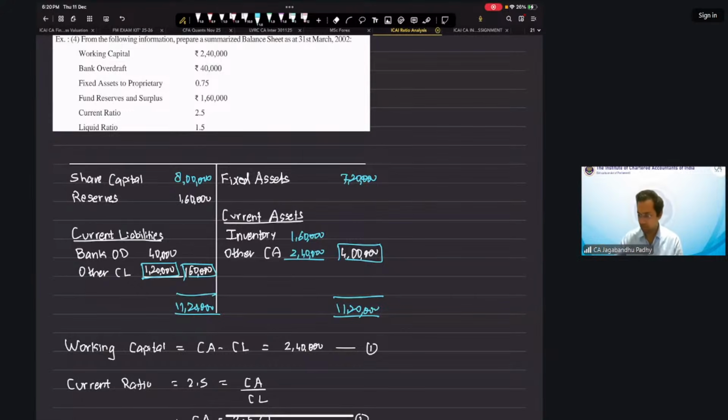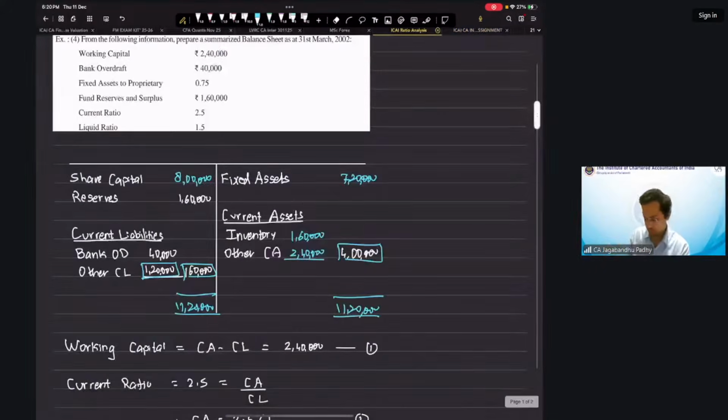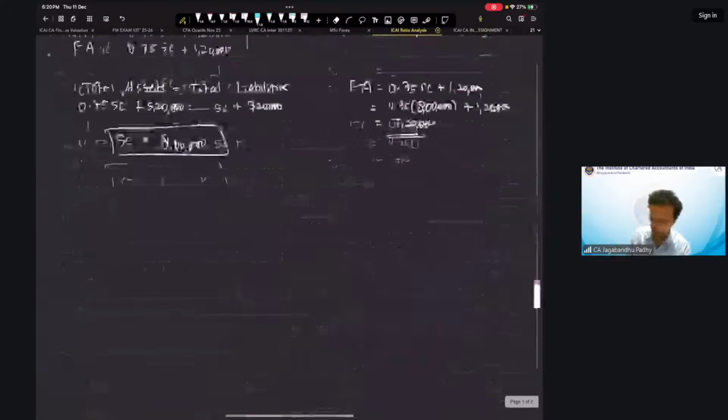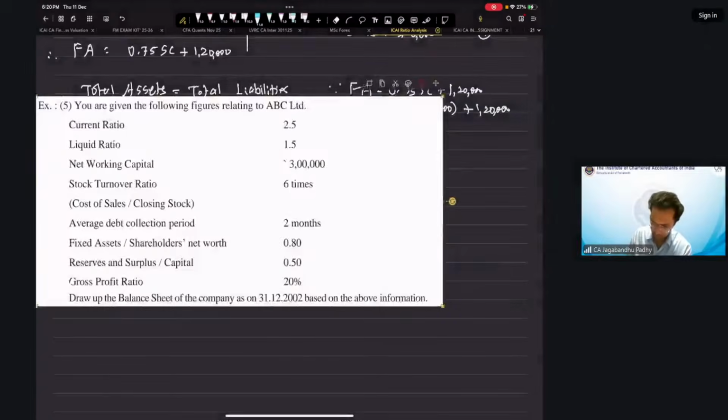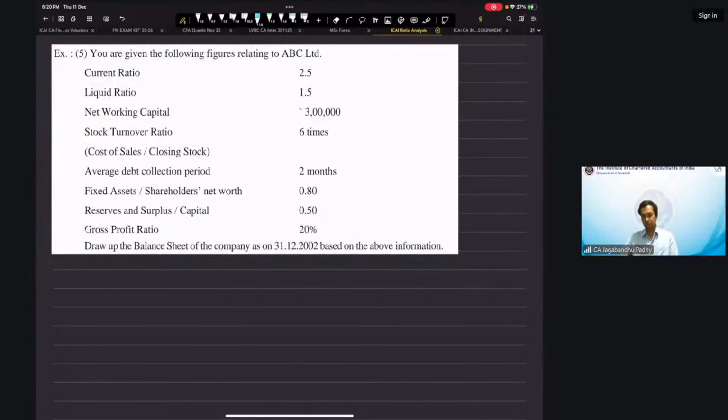Now, on similar lines, we'll have the next question, which is question 5. Not exactly similar, but you can think of the approach needing to be on similar lines. So we have the information with regard to current ratio, liquid ratio, working capital, stock turnover ratio, average debt collection, fixed assets to shareholders' net worth, reserves and surplus to capital, gross profit ratio, and we have to draw the balance sheet. So would you like to give it a try first, guys?